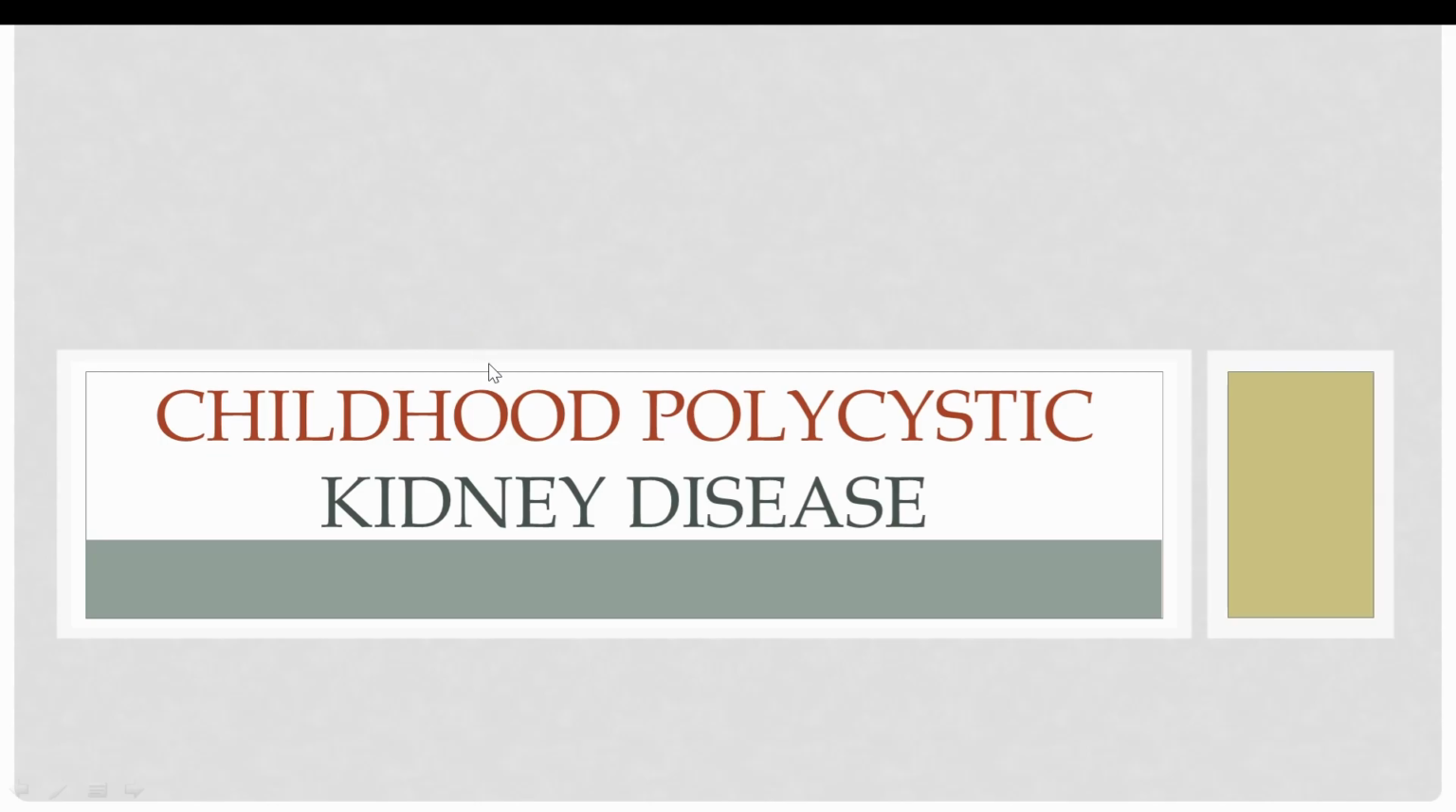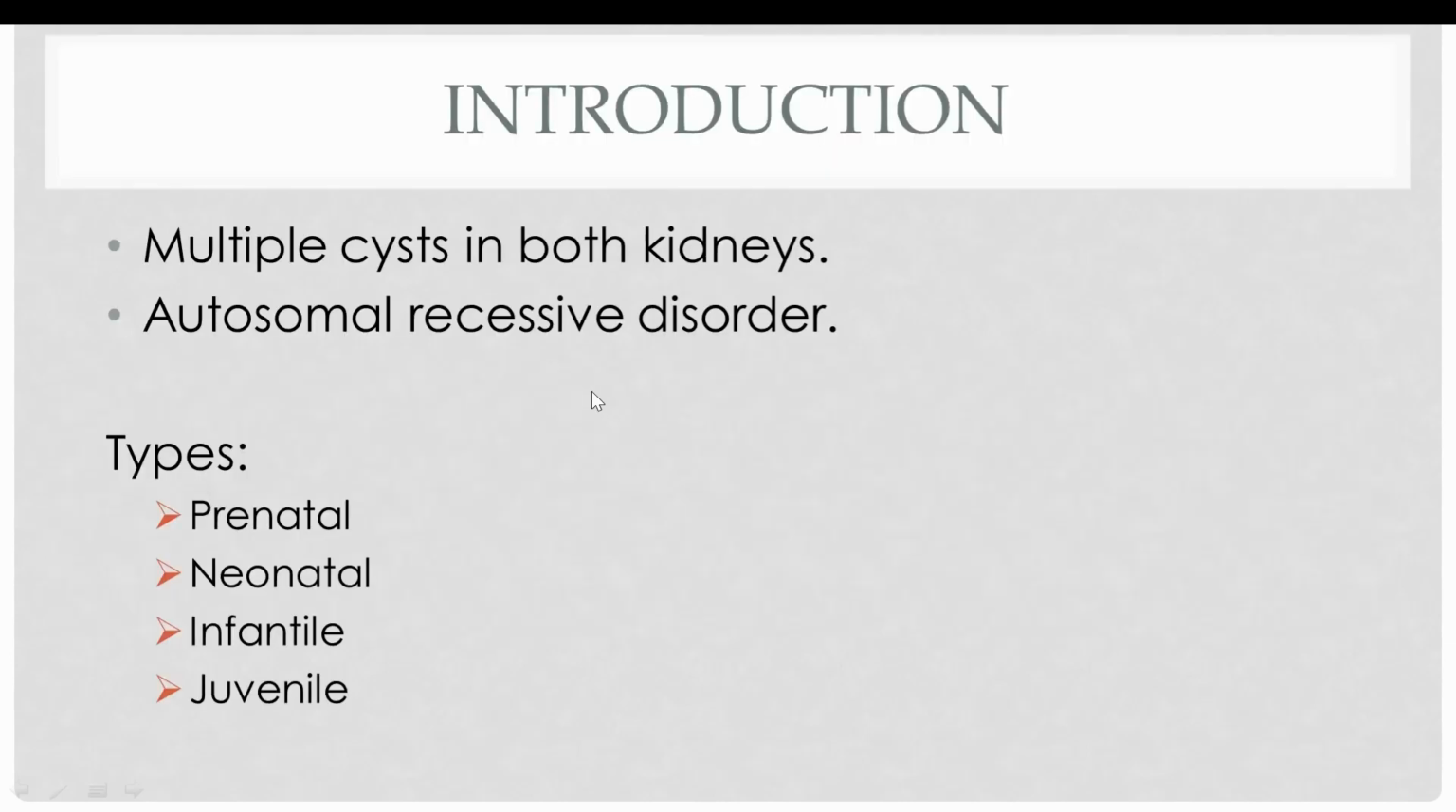Bismillahirrahmanirrahim. So the next topic of our discussion is childhood polycystic kidney disease. Childhood polycystic kidney disease is also characterized by the formation of multiple cysts in both kidneys. The inheritance pattern is autosomal recessive, unlike in adult polycystic kidney disease where the inheritance pattern was autosomal dominant.